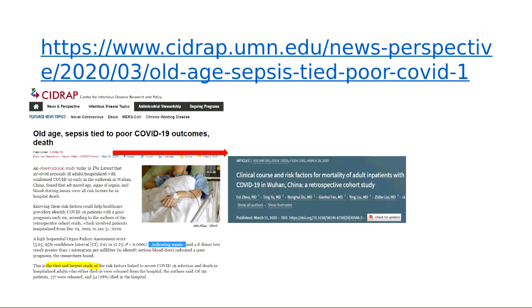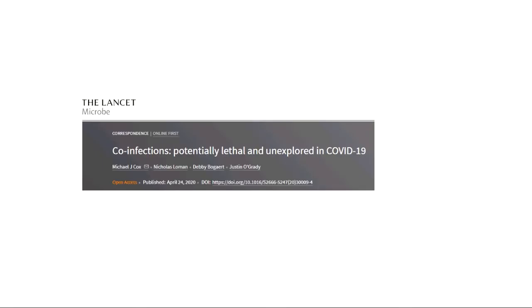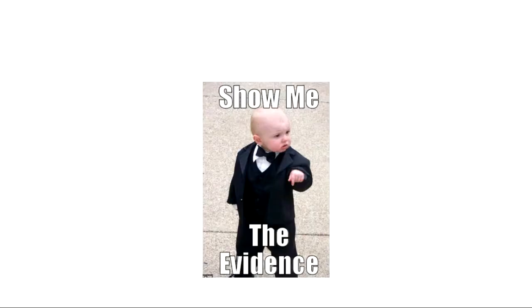It says old age, sepsis tied to poor COVID-19 death. They did not say bacterial infection, but what happens in WhatsApp news, or the internet, or Instagram, or Facebook, or Twitter? Co-infection, potentially lethal and unexplored. They did not say co-infection definitely lethal. They didn't say it's known, but the way people rewrite it, they put that reference that bacterial infection is common. So let's see what the actual publications show.